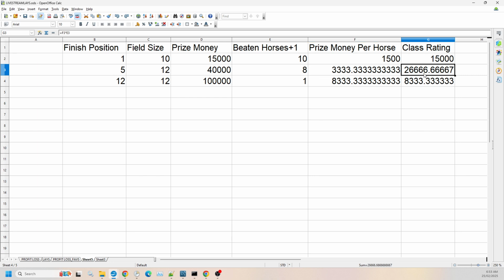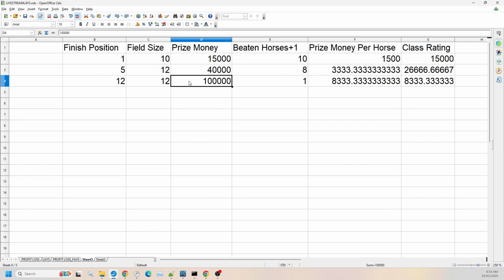And the class rating that it would get for coming 5th in this race is 26,000. So that's a lot higher than the 15,000 that it got for winning the $15,000 race. That's because a $40,000 race is almost double the competitiveness of the $15,000 race. So you'll see this is close to double. It's a little bit less, but it works out about right.